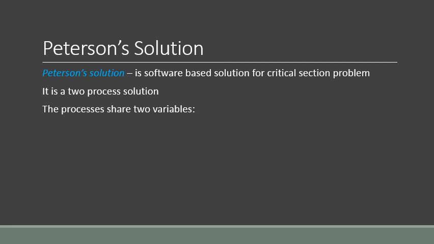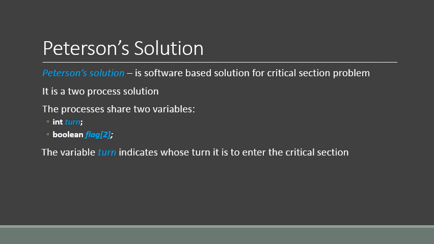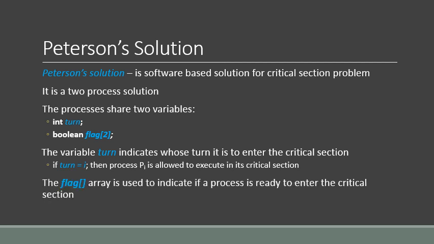The processes share two variables, a turn variable of type integer and a flag array of type boolean. The variable turn indicates whose turn it is to enter the critical section. For example, if turn is equal to i, then process Pi is allowed to execute in its critical section.